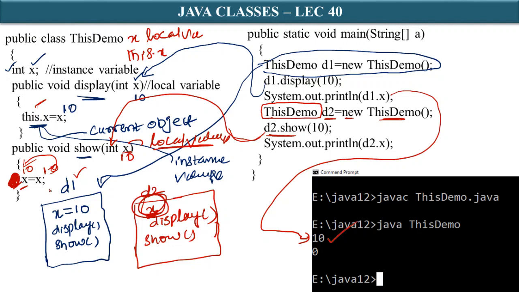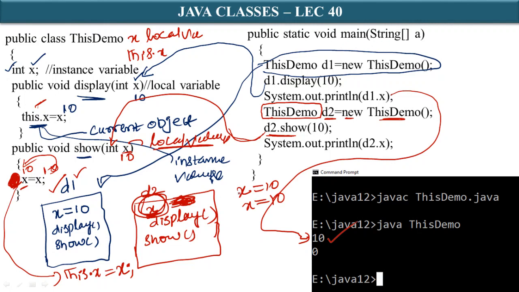What's happening in the case of the D1 object? This 10 will get stored in X related to D1. In public void show, we are not saying this dot X equal to X. If I say this dot X equal to X, that 10 will be copied to this particular object. But as we are not saying it, this X value is in the local variable. Originally X is local variable 10. Again I am saying X equal to 10. What does it mean? It will be overwritten again.